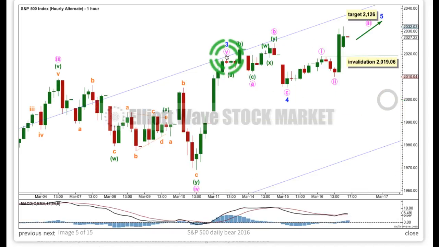This is the alternate idea at the hourly chart. It's identical to this point here, and I've just moved this little piece of movement up 1 degree. What if this is an expanded flat correction, and what if minor wave 4 is over here? It would have lasted only 1 day, and there would be no alternation, well, only slight alternation with minor wave 2. They would both be expanded flat corrections, so there's no alternation in structure.